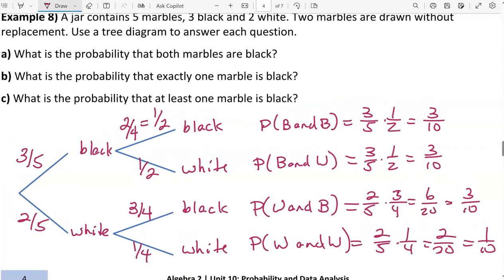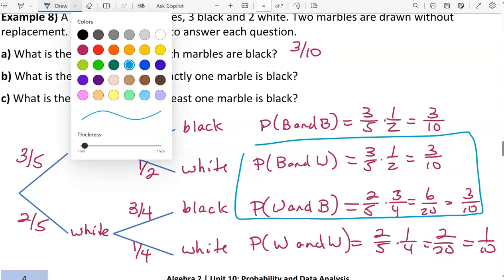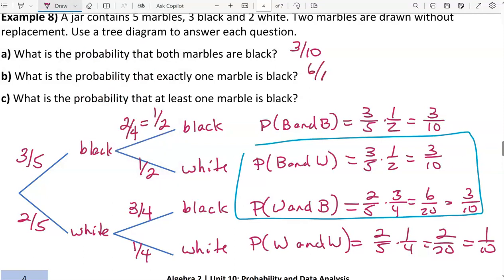So, looking at all of these individual probabilities, what's the probability that both marbles are black? Well, that would be our top probability, black followed by black. That would be 3/10. What is the probability that exactly 1 marble is black? Exactly 1 marble is black in both of these scenarios, right? So that's actually 6/10 of the time.